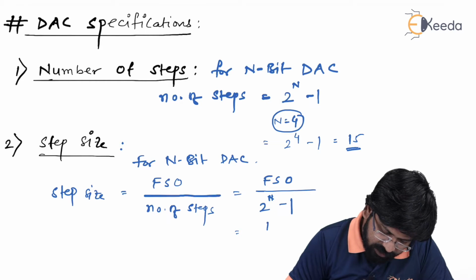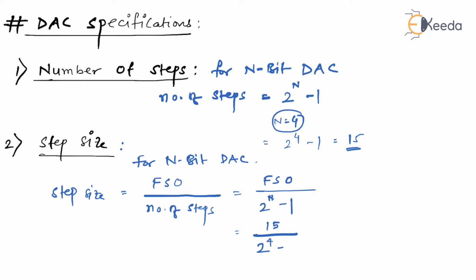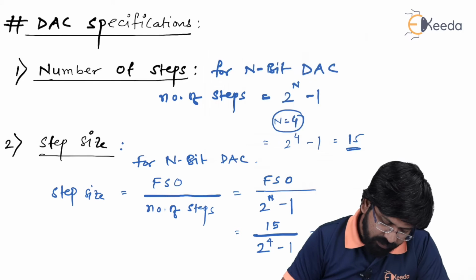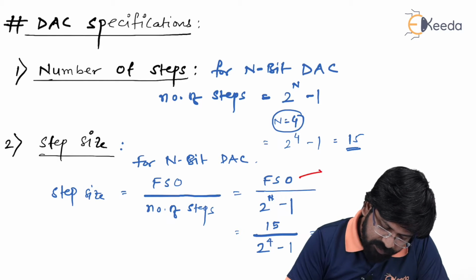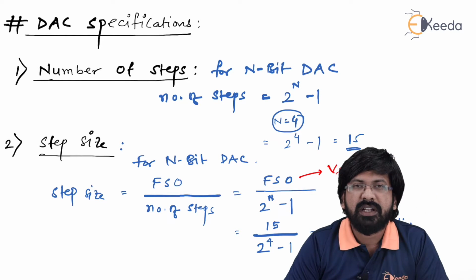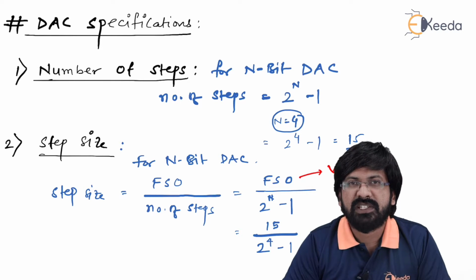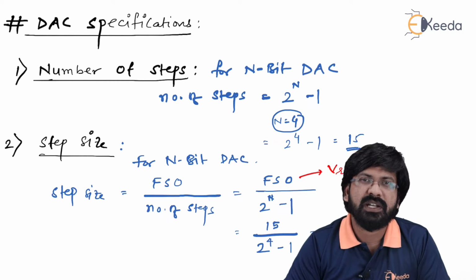Therefore, in the numerator I can write 15, divided by 2 to the power n, which is 4 in our case because it is a 4 bit DAC, 2 raised to 4 minus 1. So this gives you 1 volt. So 1 volt is nothing but the step size. Sometimes it is also called the resolution. So resolution is always equal to step size, which is full scale output voltage divided by the number of steps. One more thing I want to tell you, this full scale output voltage is sometimes also known as reference voltage. Remember, in a numerical, if they have specified a reference voltage of the DAC, let's say 15 volt, then it is as good as the full scale output voltage possible, or the maximum output possible with that DAC.